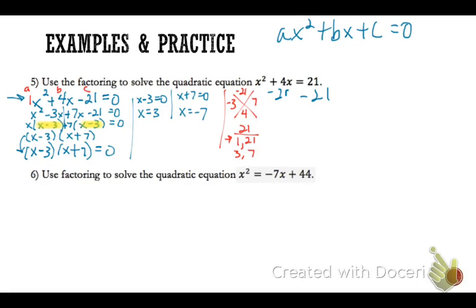So number 6, notice we've got x squared equals negative 7x plus 44. It's like number 5 in that it is not in standard form. So the first thing we need to do is to move that 7x and the 44 over. So we'll just do the opposite. So we'll end up with x squared plus 7x minus 44 equals 0.